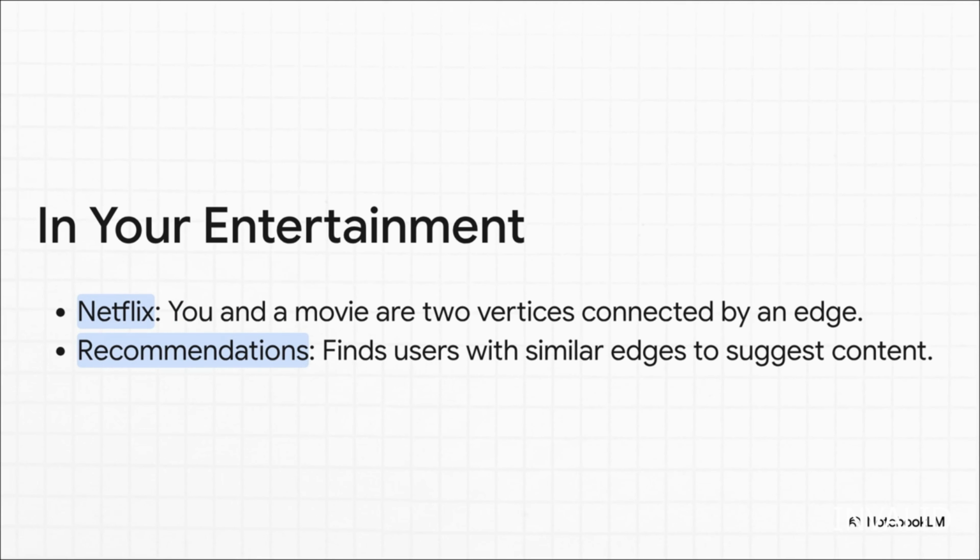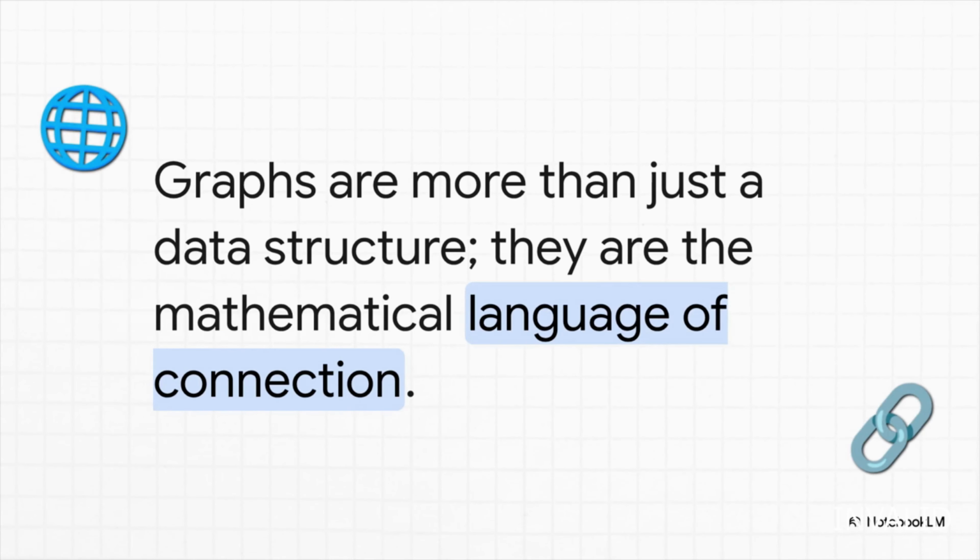And finally, let's talk about your entertainment. How does Netflix do it? Well, you're a station. A movie is another station. When you watch and rate that movie, you're creating a weighted track between the two of you. The recommendation engine just looks for other people who have a subway map that looks a lot like yours, and then suggests the stations you haven't visited yet. It's that simple.